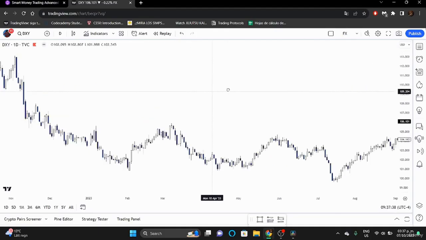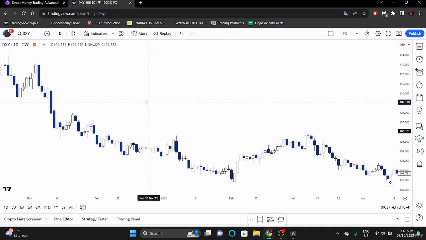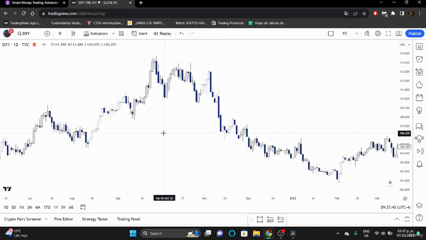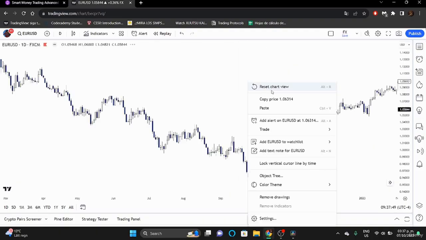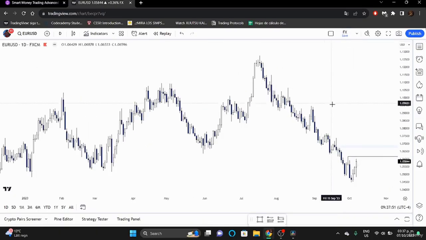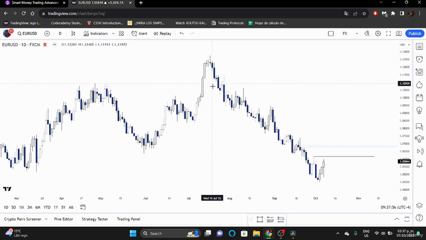What else do we have here? Let's see. More examples. Let's go to Euro. I don't want to mess up my charts because they're already prepared for Monday. But example right here.